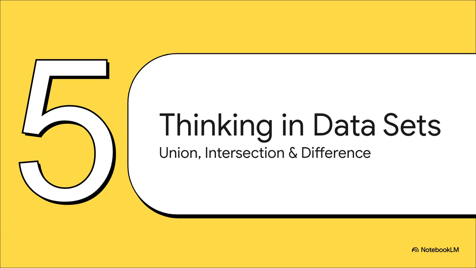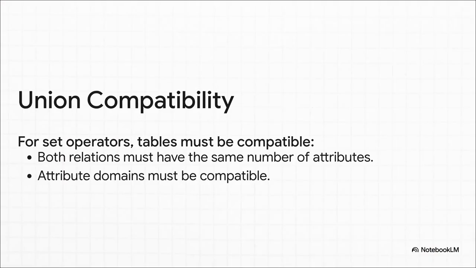Okay, we can also shift our thinking a little bit and start treating our tables not just as tables, but as mathematical sets. And when we do that, it opens up a whole new toolbox of really powerful, intuitive operators. But there's one critical rule you have to follow first. For these set operators to work, the tables have to be what's called union compatible. It sounds complicated, but all it means is they have to have the same number of columns, and those columns have to hold similar types of data. You can't, for example, merge a column of names with a column of dates. It just doesn't make sense.